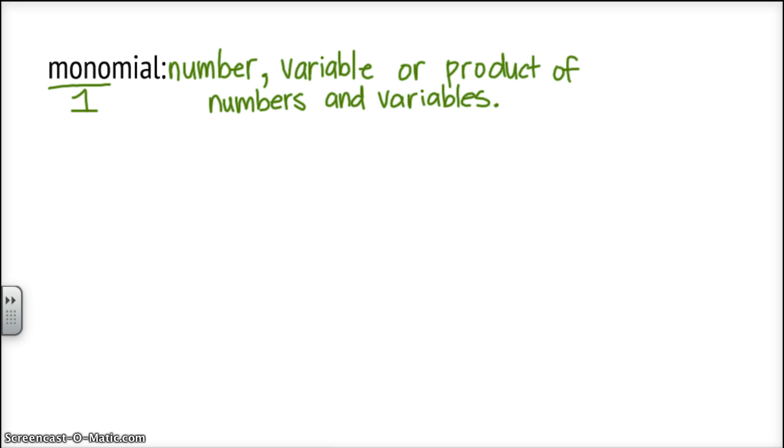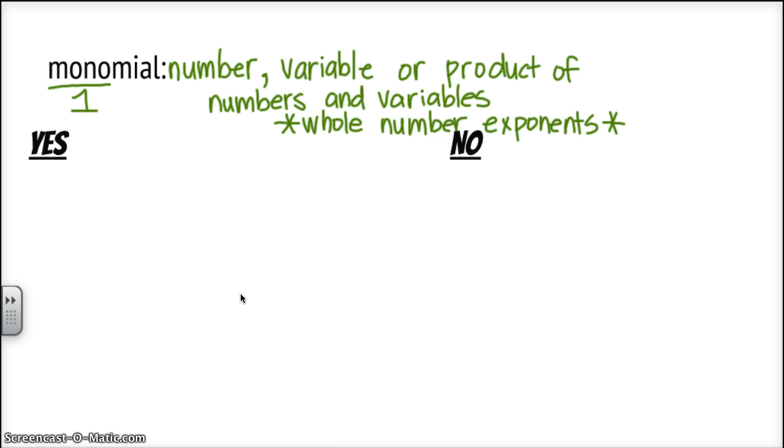Okay? And the key here is that as we're looking at these, they must have whole number exponents. The exponents on the variables must be whole numbers. Okay, so let's look at a couple examples.